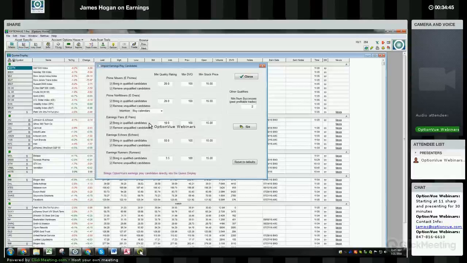Okay, earnings pairs is one of my favorites. The reason is that it's very low risk.